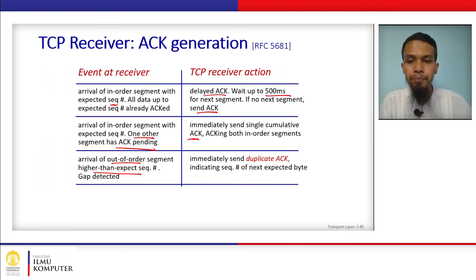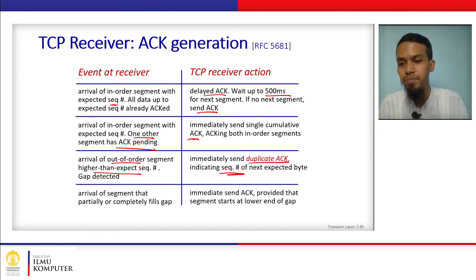So immediately the receiver will send a duplicate ACK. What is a duplicate ACK? Because it still expects to receive the segment with the lower sequence number, it means for the sender that the segment with this duplicate ACK is missing or lost.